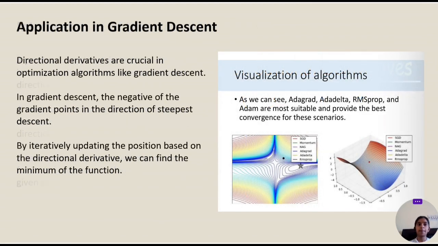Next, application of gradient descent. Directional derivatives are crucial in optimization algorithms like gradient descent. In gradient descent, the negative of the gradient points in the direction of the steepest descent. By updating the position based on the directional derivatives, we can find the minimum of the function. So, as you can see in this picture, it is more suitable for best convergence of this scenario.